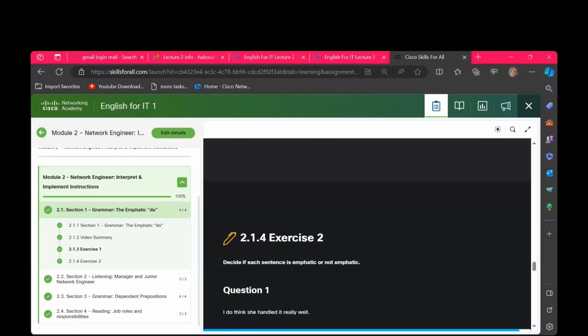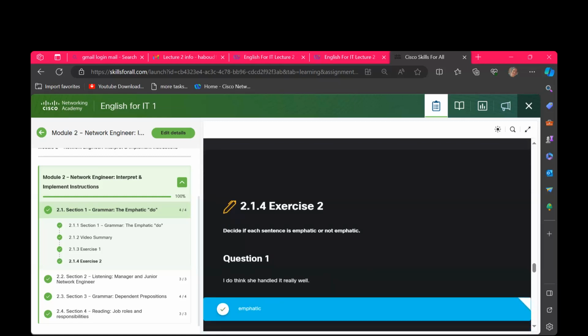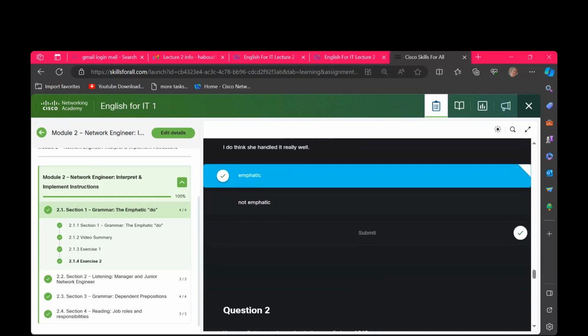So question number 1. I do think she handled it really well. What do you think? هنا في الجملة do ولا ما فيش؟ في main verb ولا لا؟ Let's have a look. Let's read the sentence again. I do think she handled it really well. ها؟ سمع ناس بتجاوب صح. Emphatic or not emphatic؟ طبعا برافو عليكم. طبعا emphatic. عندي do think. Think is the main verb اهو قدامي وقبله do جايه بشكل ايه؟ emphatic يعني تأكيدي. Next question number two.